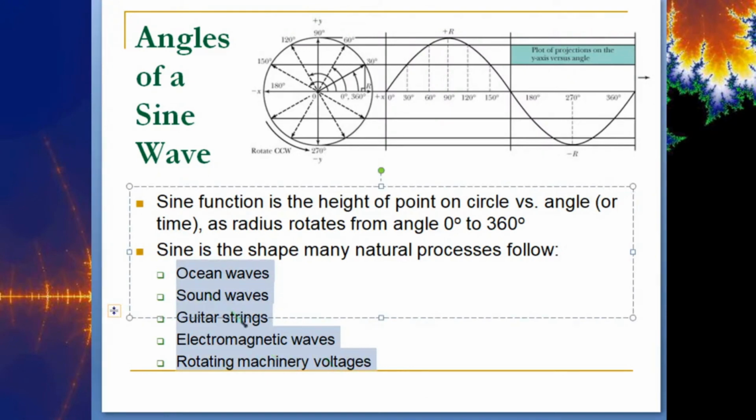Electromagnetic waves, guitar strings, sound waves, ocean waves, and so we use sine wave calculations for all kinds of stuff. I took a power electronics class where we used it all the time.